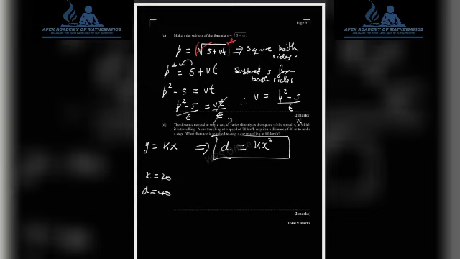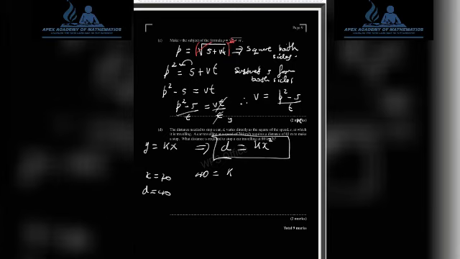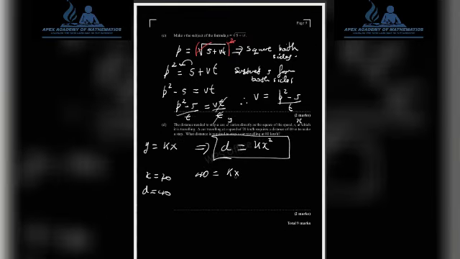So right away I'm going to say, D is 40. So 40 is equal to K, which we don't know, multiplied by 70 squared. I believe 70 squared is 4900. Let's check it again. 70 squared, that's correct, 4900.